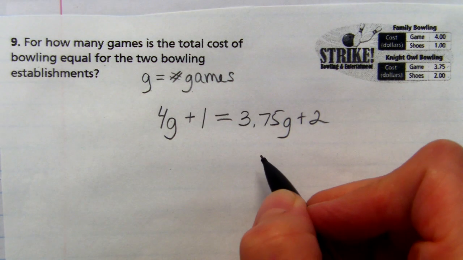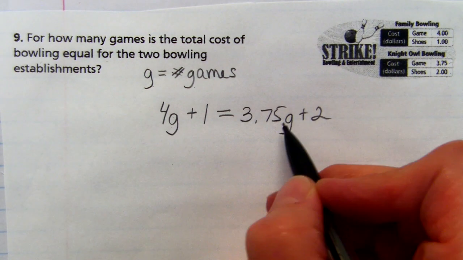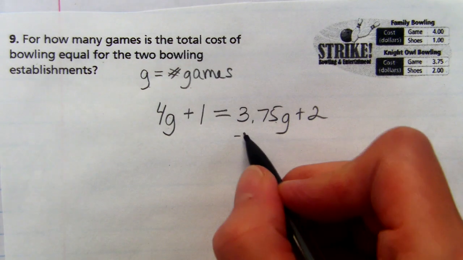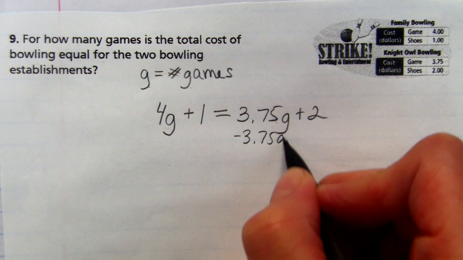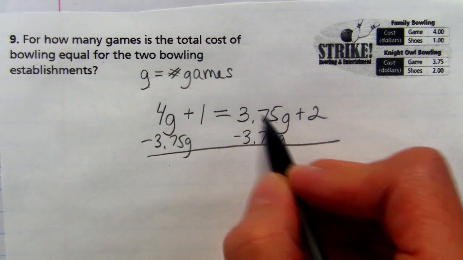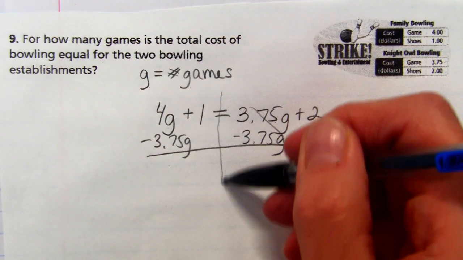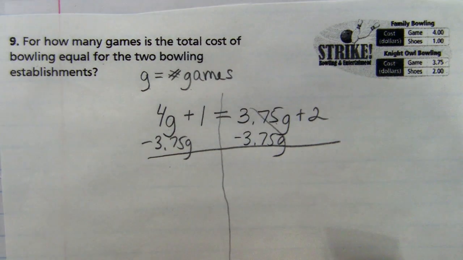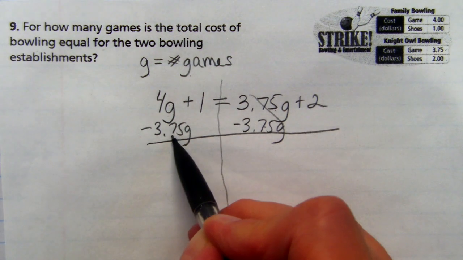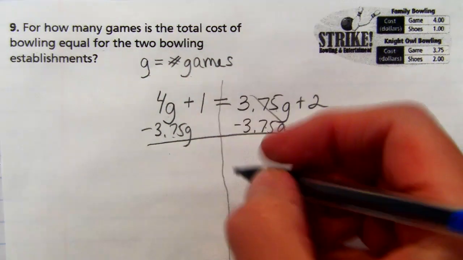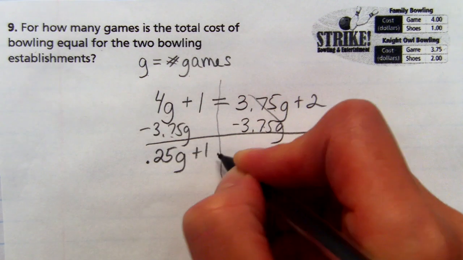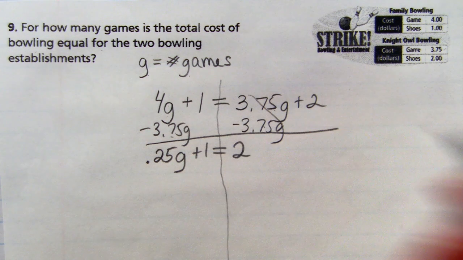Okay, so we got G's on this side, we got G's on this side. Which one do you want to subtract? 3.75. Take the smaller number away from the bigger number, so we'll subtract that from the G on the other side. And if you like having the line, I wasn't doing that, but you can still keep doing that. So you've subtracted 1 from this side and 1 from that side, so keep track of where the equals is. So we have 0.25 G plus 1 equals 2.